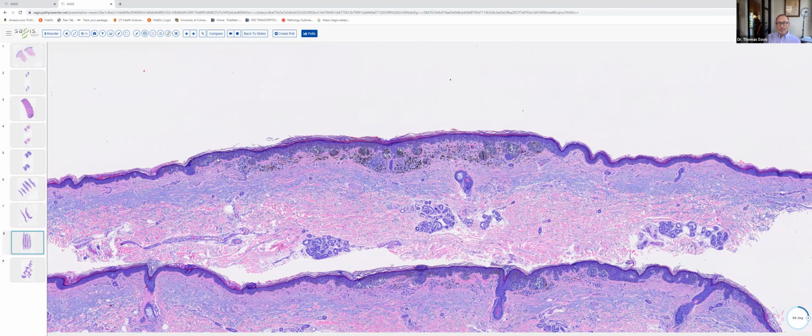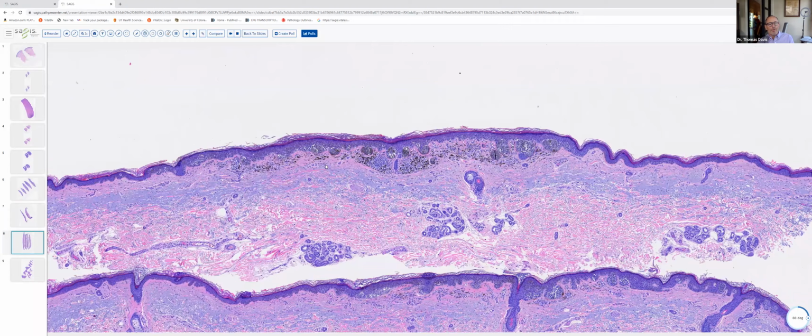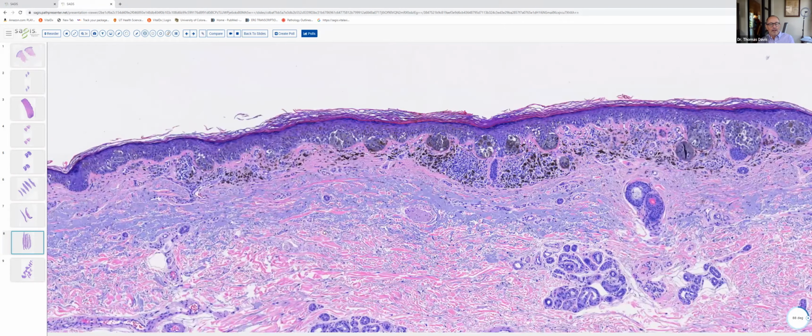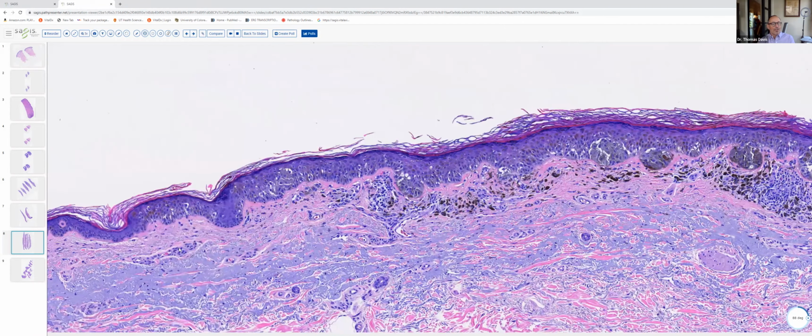So when we look for symmetry, we not only look for symmetry in how the neoplastic cells are arranged within the epidermis, we can also look at symmetry of the pigment deposition within the tumor and symmetry of the inflammatory infiltrate. And so we have a little bit of asymmetry in the inflammatory infiltrate here as well.